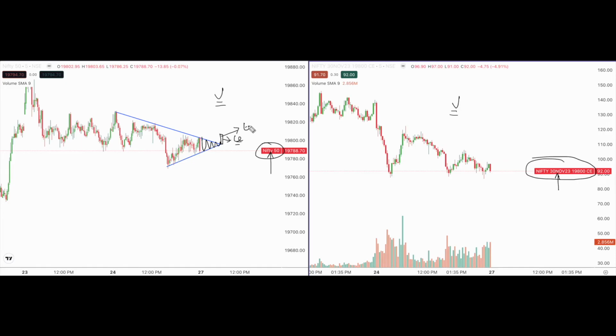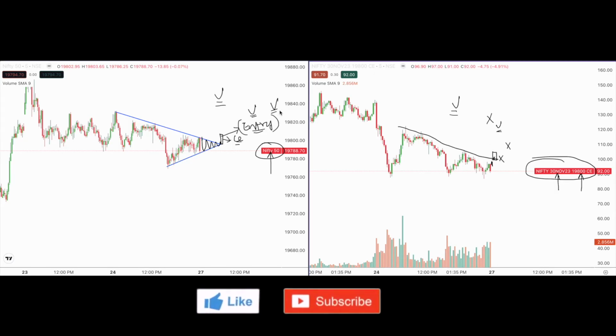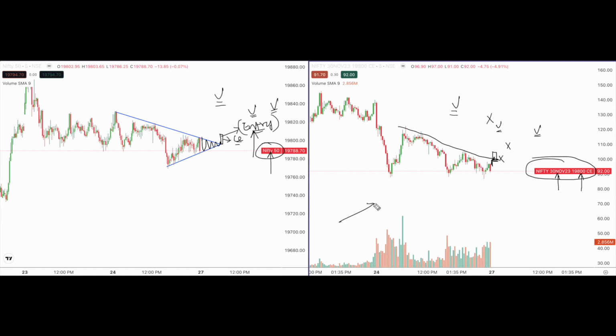As soon as we got entry confirmation on the index chart, it doesn't matter at what premium this strike price is trading at. Let it be here, here, or let's say it gave a breakout or it did not give a breakout. It doesn't matter. Index chart is telling us to enter, so we will enter the trade. So our entry is based on the index chart, but our stop loss will be based on the premium chart.